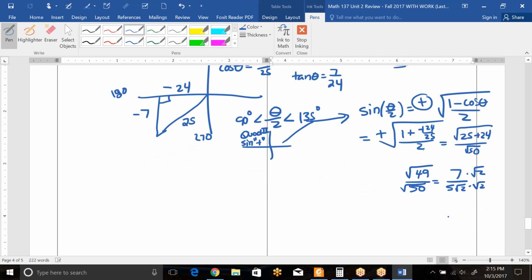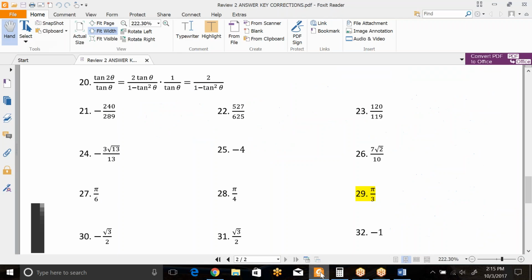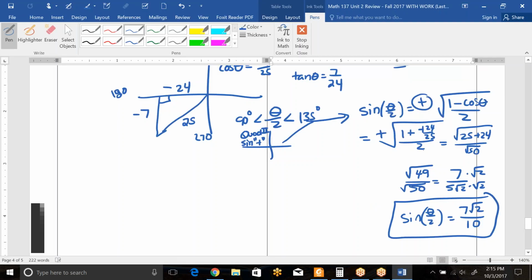So my final answer for the sine of theta over 2 is 7 square root of 2 over, and this would be square root of 4, so that's 2, so 5 times 2 is 10. So there's that one. And that is the end of this part of the video, so that's the end of part 2.